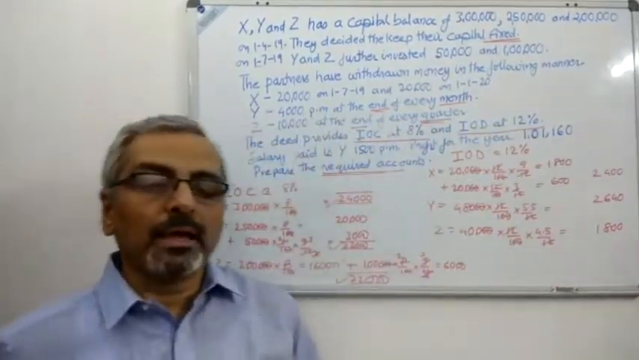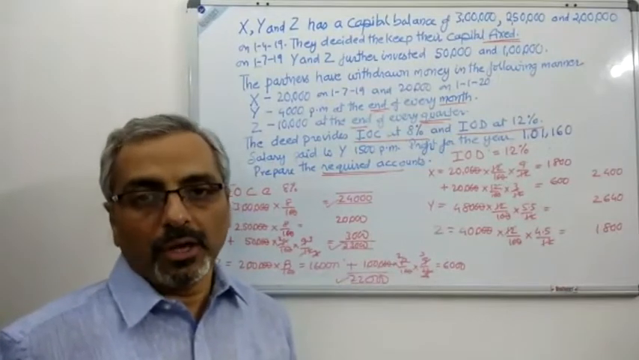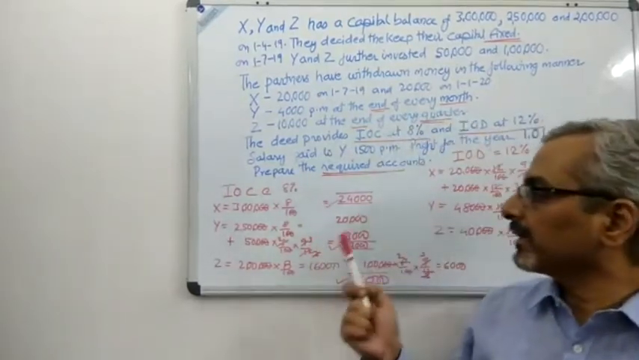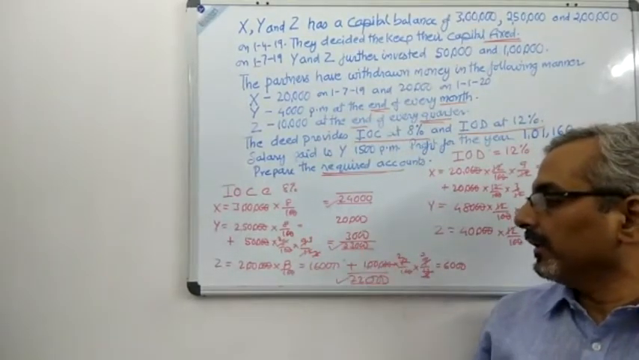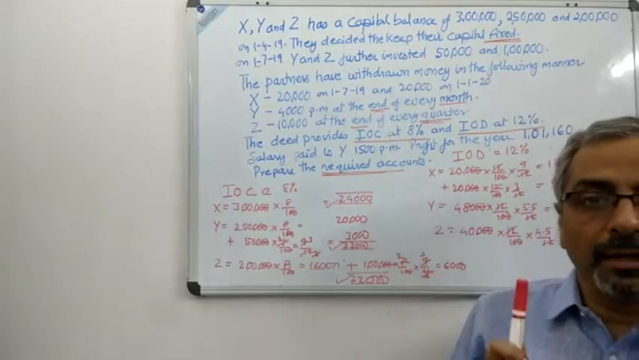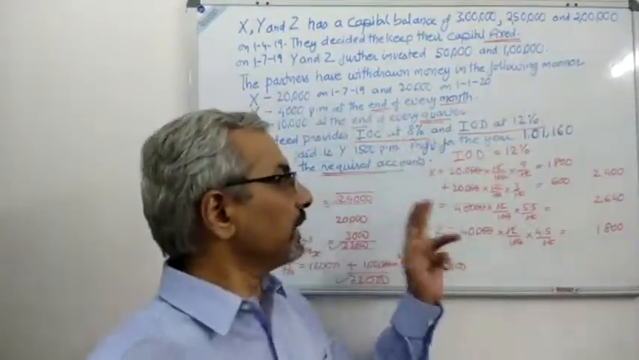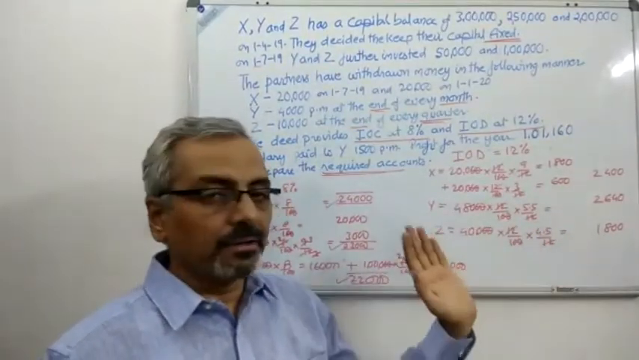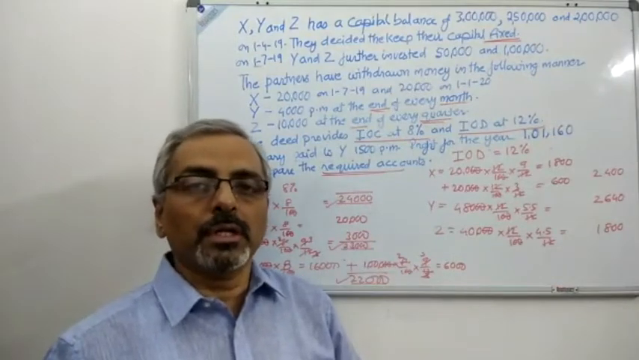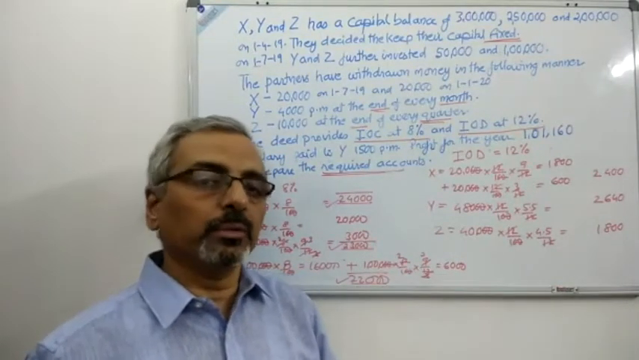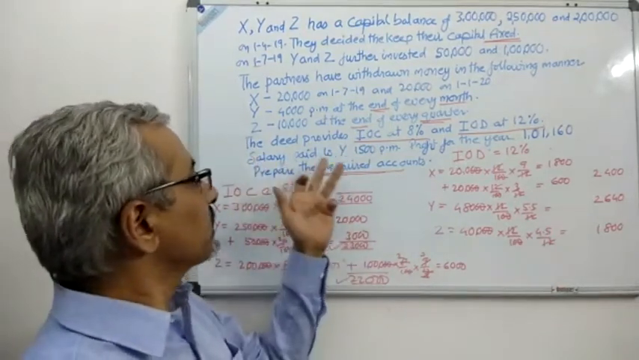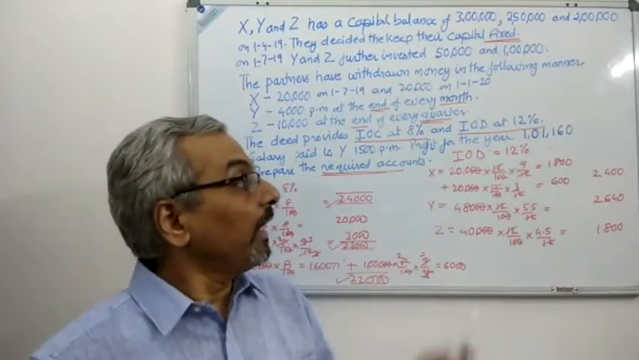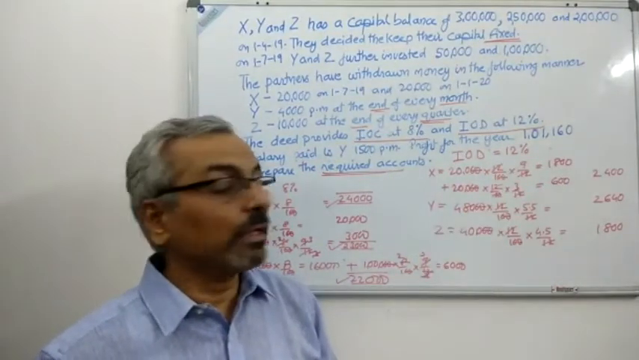So after doing the calculations of interest on capital and interest on drawing, we have come to the conclusion that the interest on capital of the three partners, that is X 24,000, Y 23,000 and Z 22,000, and interest on drawing of the three partners X 2,400, Y 2,640 and Z 1,800. These figures will be posted in the profit and loss appropriation account with one more figure which has been given to us, and the salary has been paid to Y at 1,500 per month. That means 18,000 throughout the year, and we have been given a profit of 1,01,160.